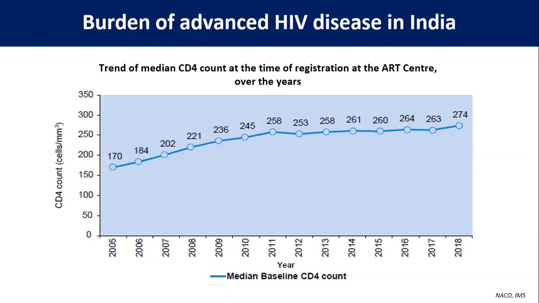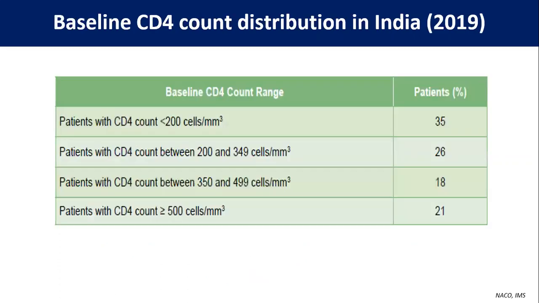So to know that, we need to know that we have done significant things, we have achieved significantly, starting from a median CD4 count of 117 in 2005, which gradually went up to 274 in the year 2018. But still, we are losing many patients because of advanced HIV disease.